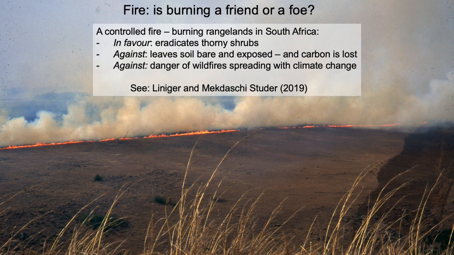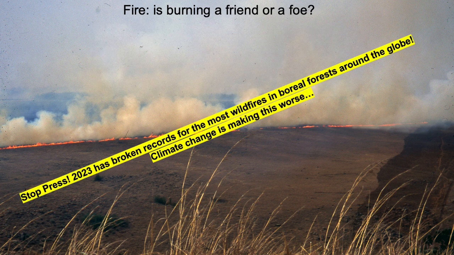I will just mention the use of fire in rangelands. It's another hot topic for debate. It may help eradicate unwanted thorny shrubs, but it also leaves the soil bare and vulnerable. And, of course, it converts carbon in the land to carbon dioxide, the main greenhouse gas. You can read about the use of fire in rangelands in WOCAT's 2019 book. But beware, the danger of wildfires is spreading dramatically with climate change.